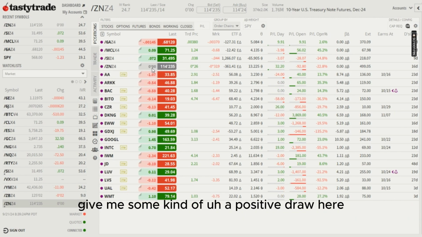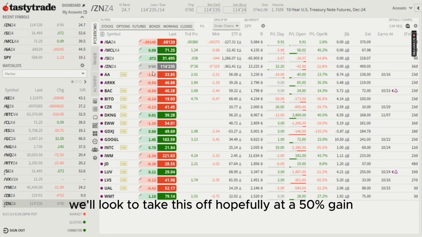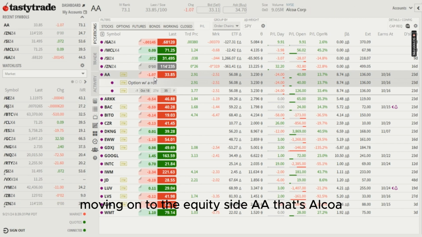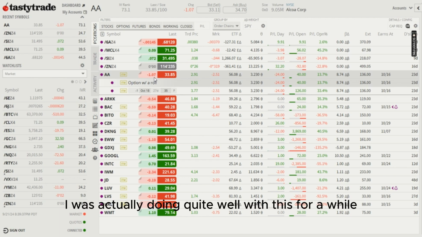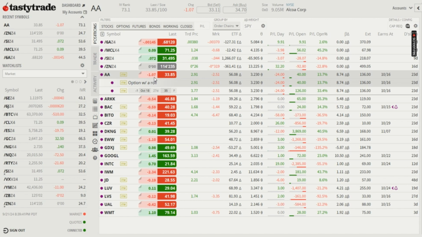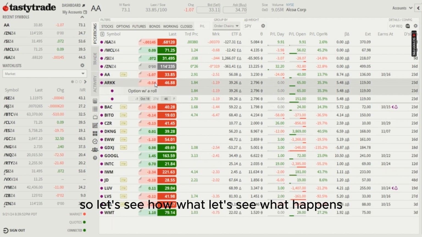But again, that's /ZN, and we'll look to take this off, hopefully at a 50% gain. Moving on to the equity side, AA, that's Alcoa, not Alcoholics Anonymous. I was doing quite well with this for a while, and then my puts are now slightly in the money. It's a 35 put, and we'll continue to monitor this position. I've got earnings coming up in less than a month, so let's see what happens.